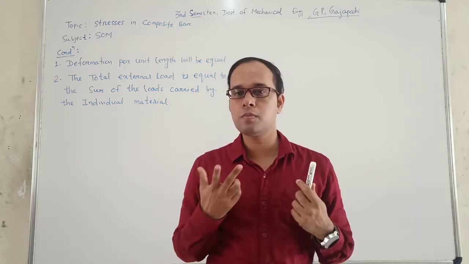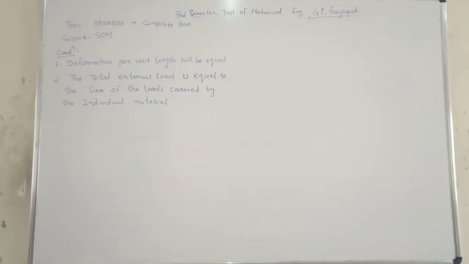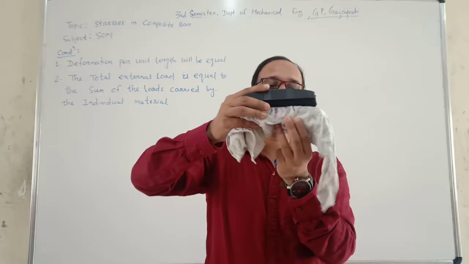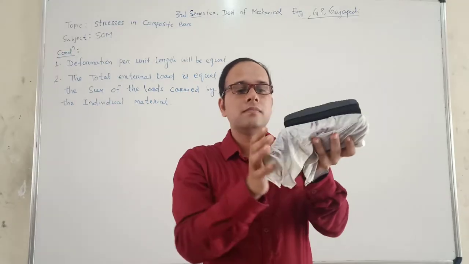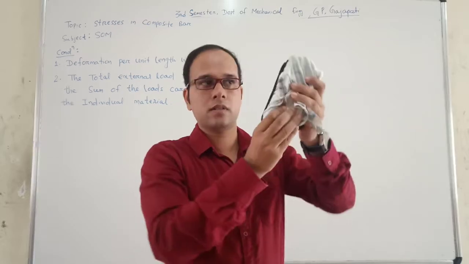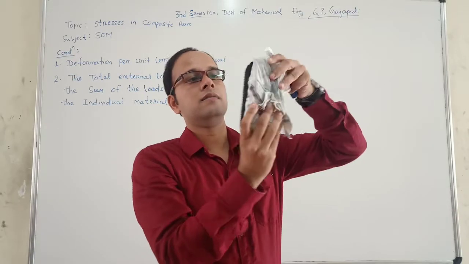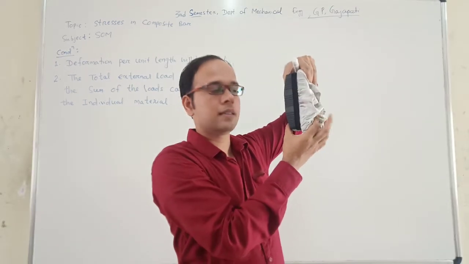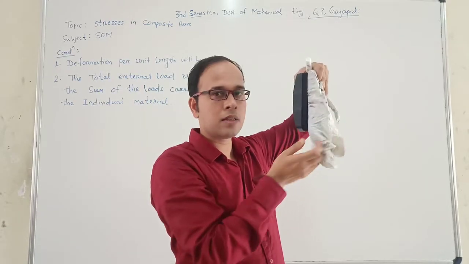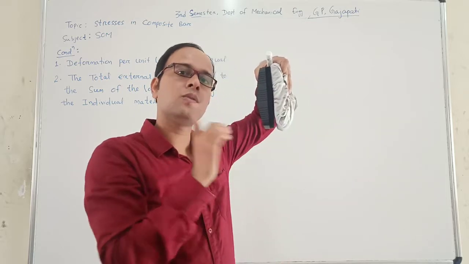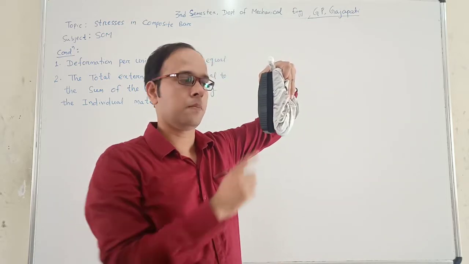Suppose we are having two materials. This is one material, this is another material. I joined these two materials together. It will form a composite material. Now I apply load. Suppose this is held like this, and I apply the load. That means deformation, change in length, will occur. This change in length will be the same for both the materials.